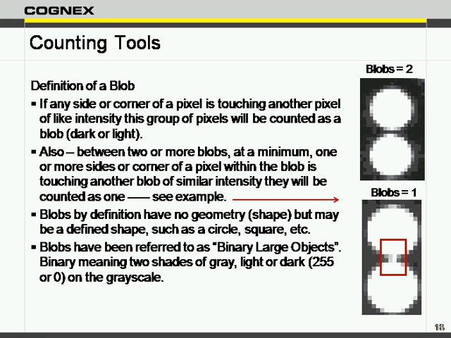Definition of a blob. If any corner or side of a pixel is touching another pixel of like intensities, it will be considered part of that blob. If it is not touching, then it will be considered another blob, or it could be considered the background.